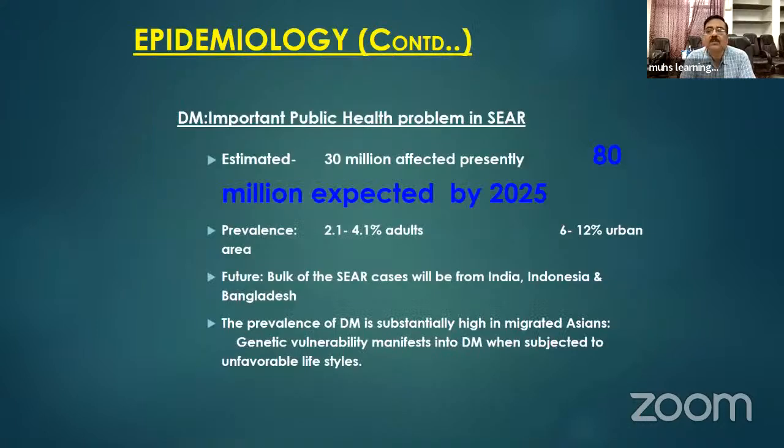What is the public health problem in Southeast Asia? More than 80 million people are expected to have the disease. And in the urban population, 6 to 12% of people are expected to have it, so the prevalence is far higher in urban areas. In Southeast Asia, particularly India, Indonesia, and Bangladesh, most of the cases are clustered. That is why it is important to identify and treat them adequately.